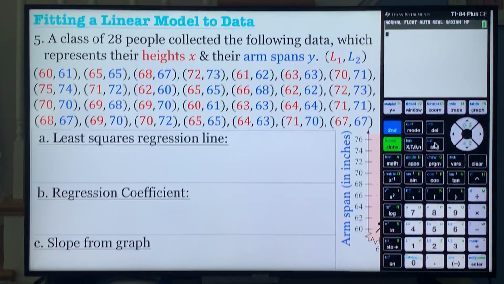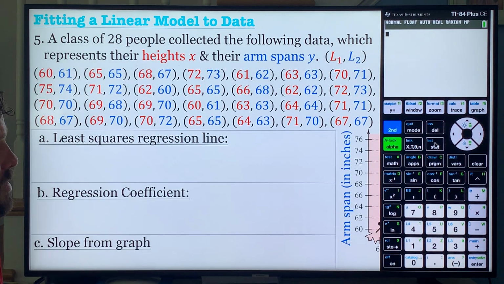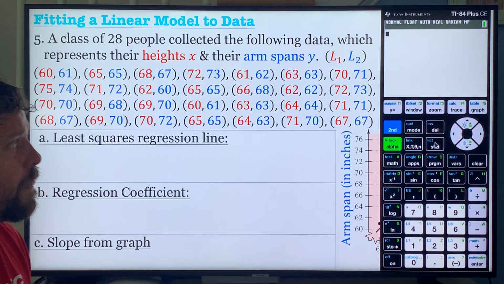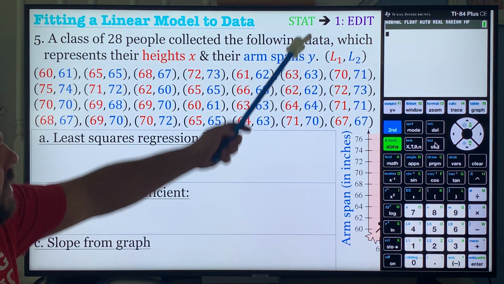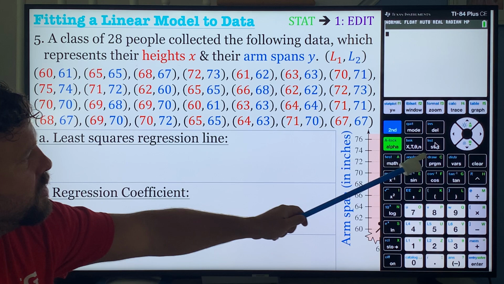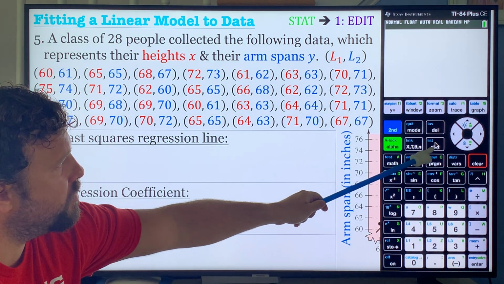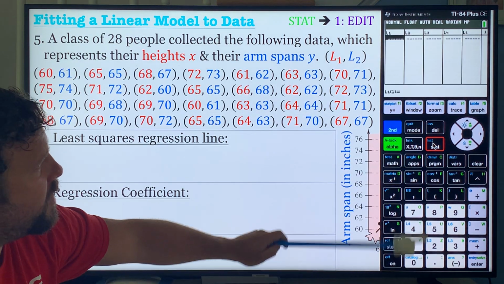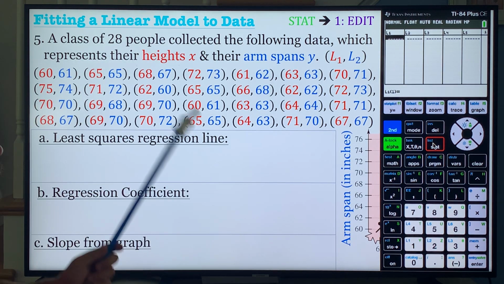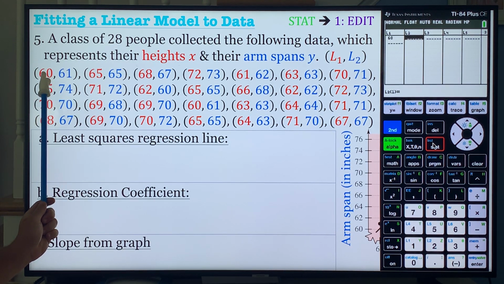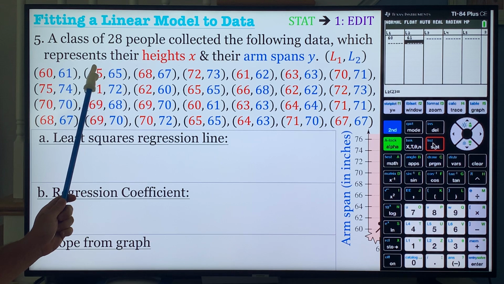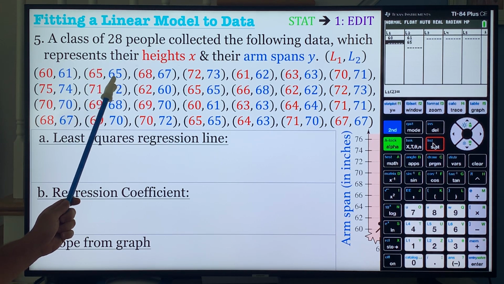So, the first thing you have to do is we're going to type everything into our calculator. Okay, now do you remember how to do that? Hopefully you do. You're going to hit the stat button, and then you're going to hit the edit button. So the stat button's right here. You touch the stat button, and then after you hit stat, you hit edit. Now, L1, L2. So I'm going to type in 60, 61. Then I go, okay, then I'm going to go 65, 65.